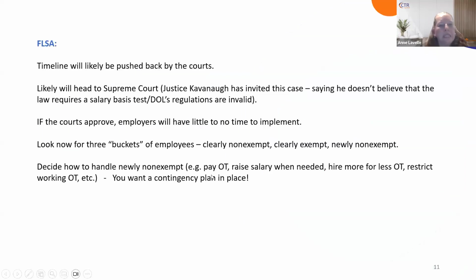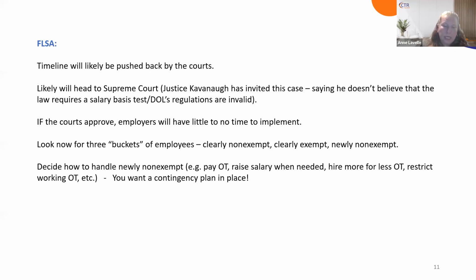Okay. So where are we at right at the moment with this? Are we actually going to have to deal with this? So we already have court challenges to this. We probably will not hit the July 1st or the January 1st deadline, given the way the courts move. They just don't move that fast. This is almost certainly headed to the Supreme Court.